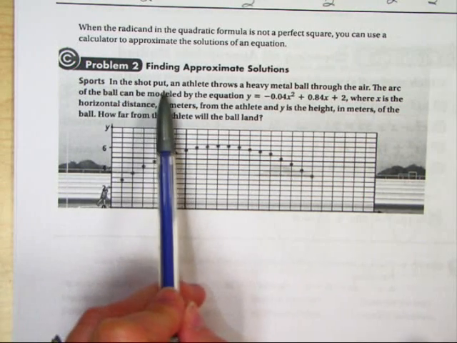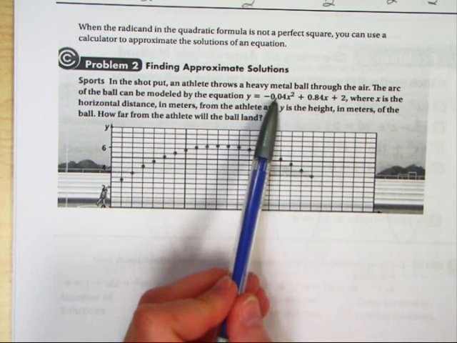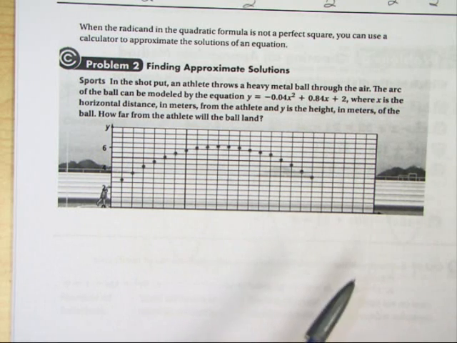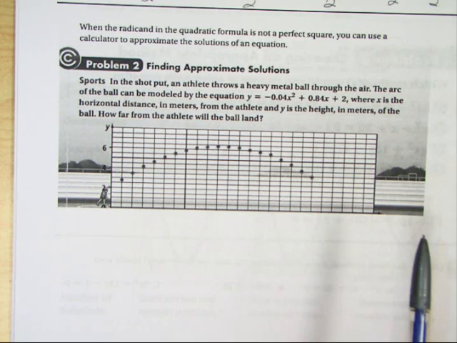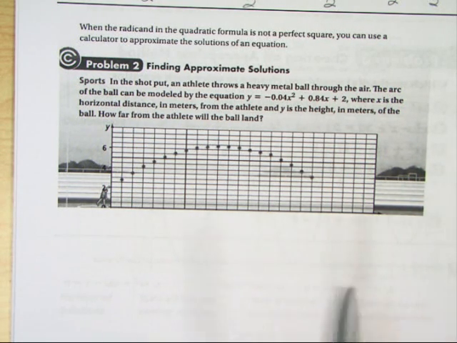It says, in the shot put, an athlete throws a heavy metal ball through the air. The arc of the ball can be modeled by this equation, negative 0.04x squared plus 0.84x plus 2, where x is the horizontal distance in meters from the athlete and y is the height in meters of the ball. How far from the athlete will the ball land?